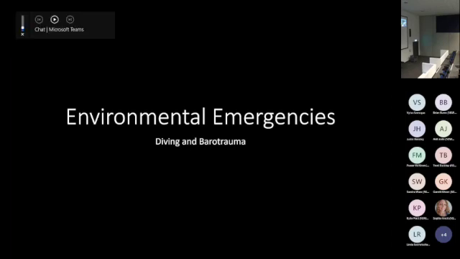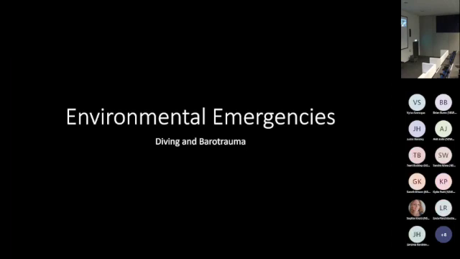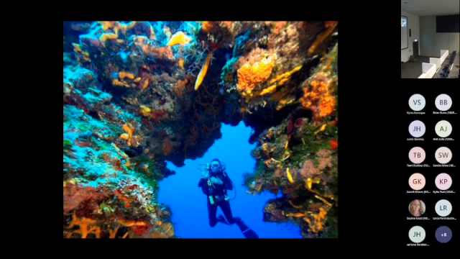Now it's muted. So the first one's going to be on diving and barotrauma, so environmental emergencies. Diving is, of course, interesting and fun, and I hear there's a reef that is only partially bleached a bit north of here that people go diving, so we probably will see some of these a fair amount. But there's an interesting pathophysiology to diving, specifically to barotrauma, that we need to discuss.